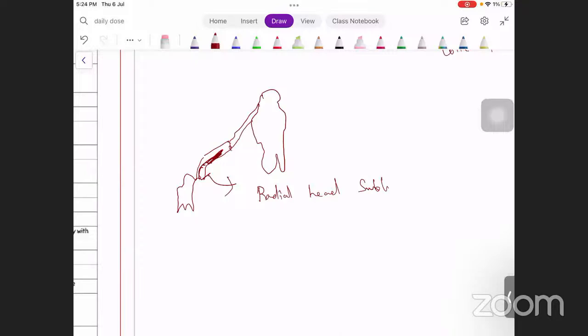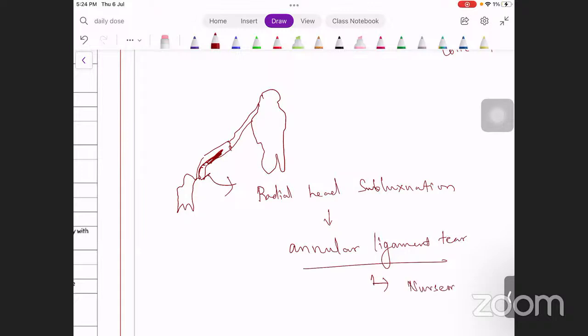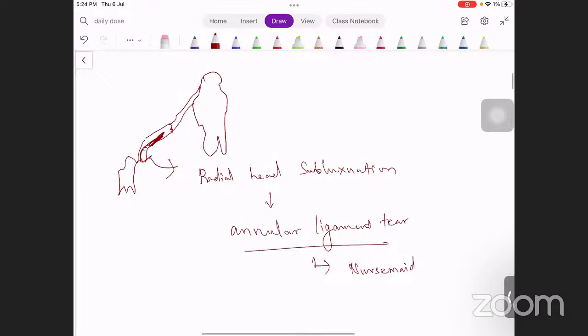So that in turn causes an annular ligament tear. So you may see the nursemaid elbow where you see the tear of the annular ligament. Okay, nursemaid elbow: radial head subluxation and annular ligament tear cause a nursemaid elbow.